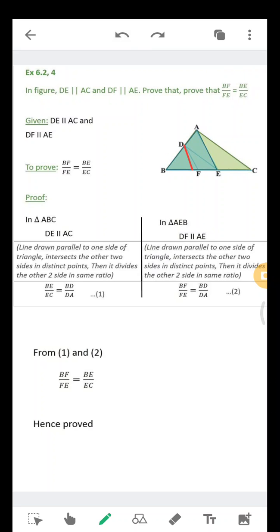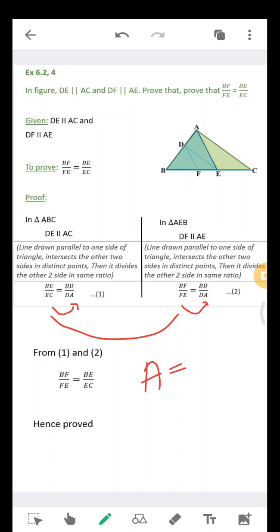Now from equation 1 and 2, you can see BE by EC is equal to BD by DA, and BF by FE is also equal to BD by DA. Now you can easily understand which property I am going to use, that is Euclid's axiom. Things equal to the same thing are equal to one another. So from equation 1 and 2 I get BE by EC is equal to BF by FE. I always give you the example.